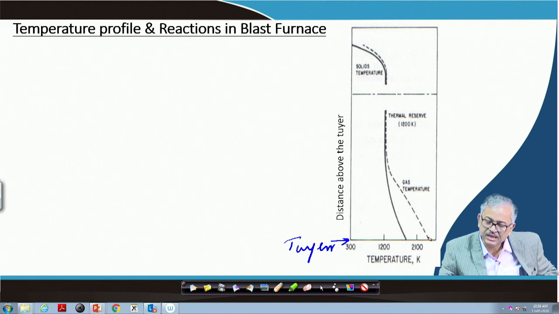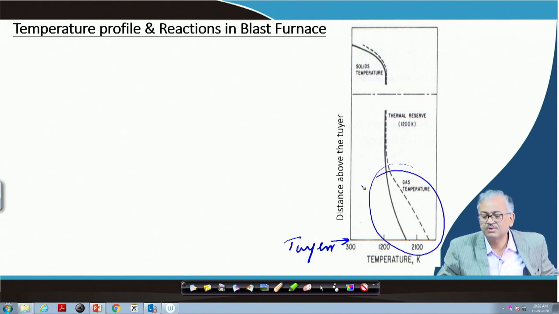So what you can find is the gas temperature, because the gas from the combustion zone has a very high temperature, more than 2000 degrees centigrade. So the gas then moves up and transfers the heat to the solid. This is in Kelvin basically. That's why the temperature is in Kelvin, 1200 Kelvin means around 900 to 1000 degrees centigrade, right? So here basically in this region, you can find the solid from 1900 degrees centigrade comes to around 1300 degrees centigrade, and the gas loses its temperature from 2000, say around 1900 degrees centigrade in this region.